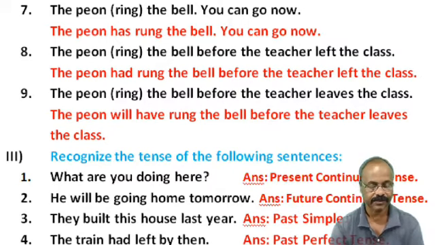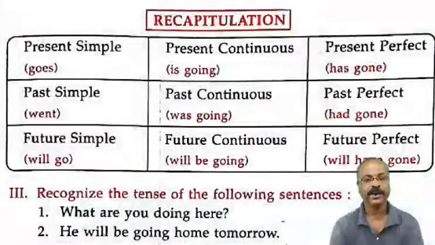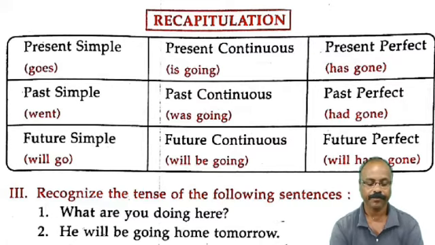So students, here is some information for you. This is very, very important. Note it down on your paper. Recapitulation. That means I am once again recalling the nine forms of the tense.